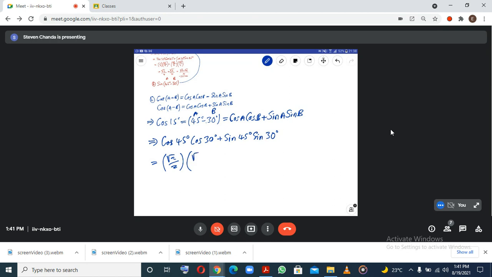Square root of, okay, thank you. Then sine 45, root of 2. So it means sine 45 and cos 45 are the same? Oh, okay. Then sine 30, 1 over 2. Okay, great.